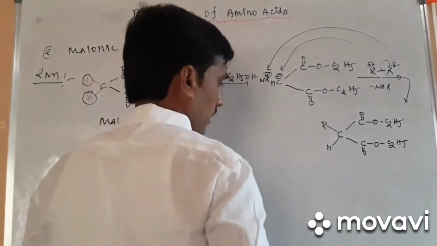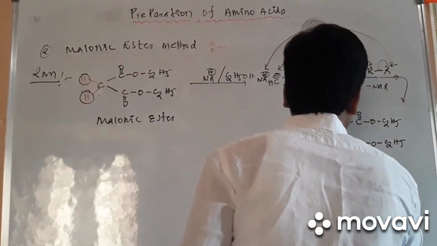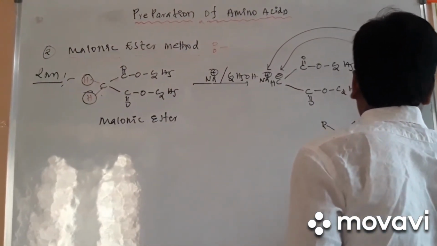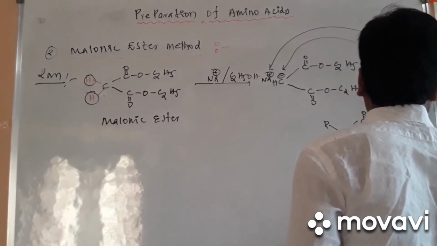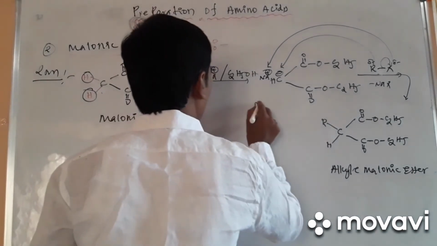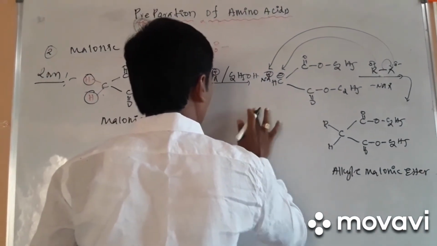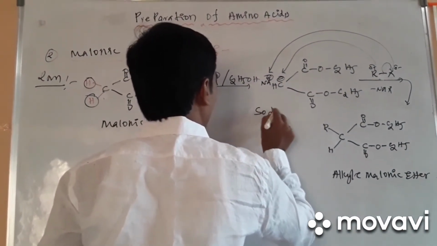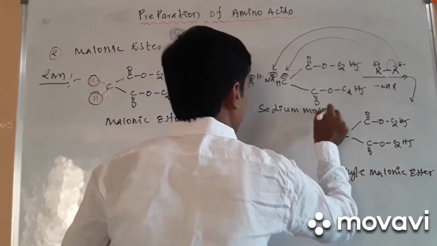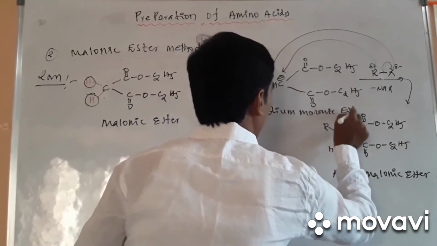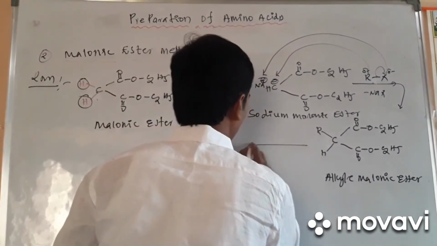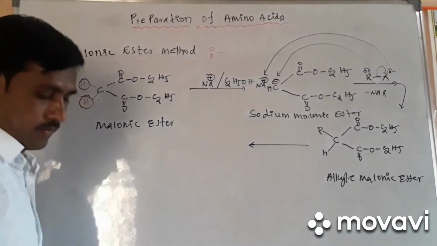This is called alkyl malonic ester. The same is called sodium malonic ester. Sodium malonic ester reacts with what?